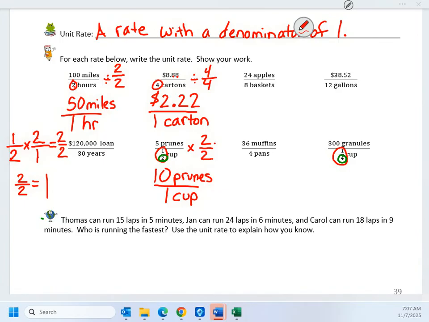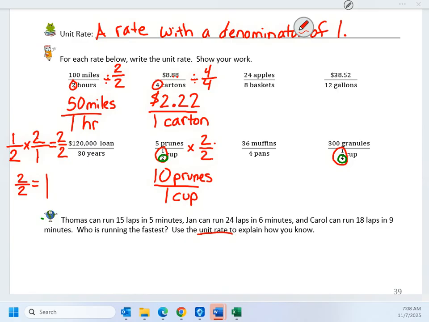On the bottom, we have a word problem. Thomas can run 15 laps in 5 minutes, Jan can run 24 laps in 6 minutes, and Carol can run 18 laps in 9 minutes. Who is running the fastest? Use the unit rate to explain how you know. So you need to find the unit rate for each person. What is their unit rate? And then figure out which one is the fastest unit rate. They can go the farthest distance in 1 minute.